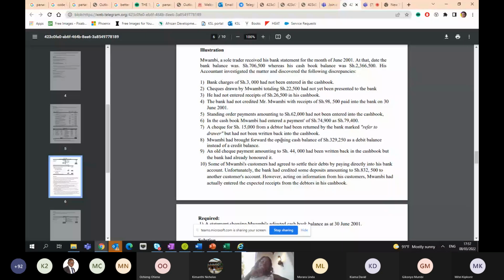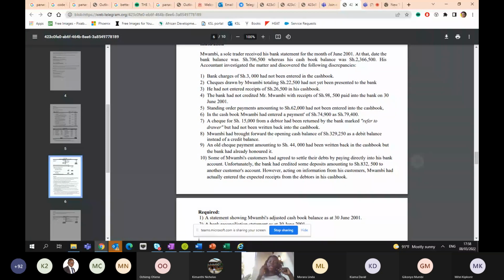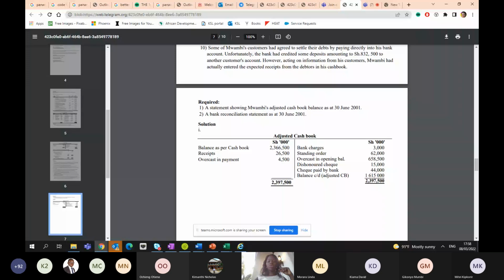Yeah, so now here we have Mwambi, a sole trader, and we have the bank statement of June 2001. It was showing 706, whereas the cash book was showing 2.3. Now we have a whole list of things to adjust based on that. So we are going to start with the cash book. And remember, the cash book is a debit account. It's an asset. So the balance of 2.3 is going to sit on the debit side. You can call it updated or adjusted, but I think the correct word is adjusted cash book. So we start with the 2.3.